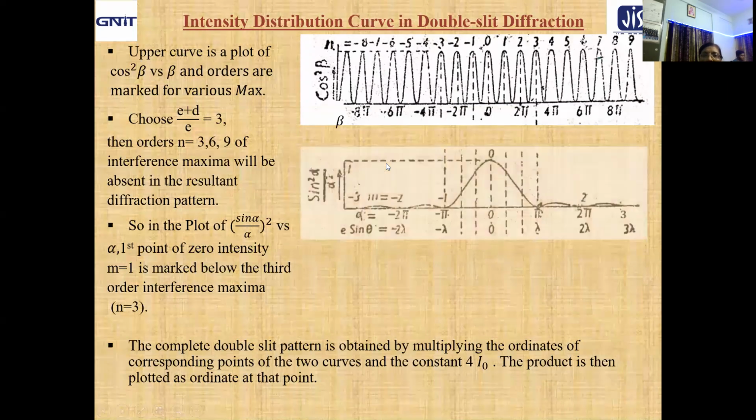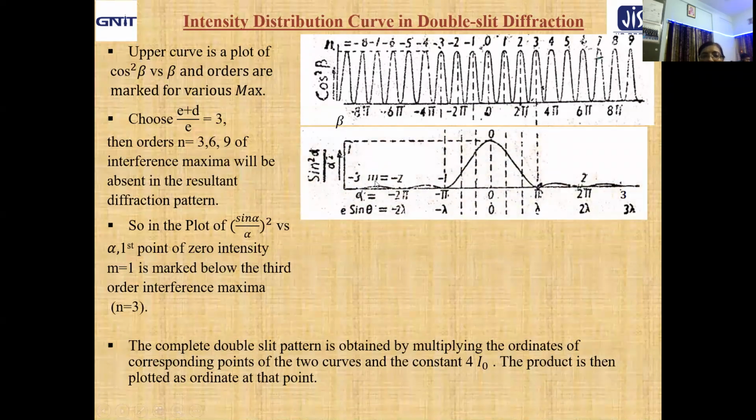Clear? Let us now come to the case of the single slit diffraction curve. Mind it, here it is the variation with respect to alpha of sine square alpha by alpha square. Here it was with respect to beta of cos square beta. But in terms of the missing order relationship, we will make the scales to match with one another. One in terms of beta, other in terms of alpha. How? Choose E plus D by E equal to 3. Just now the case what we have done, that means D equal to twice E.